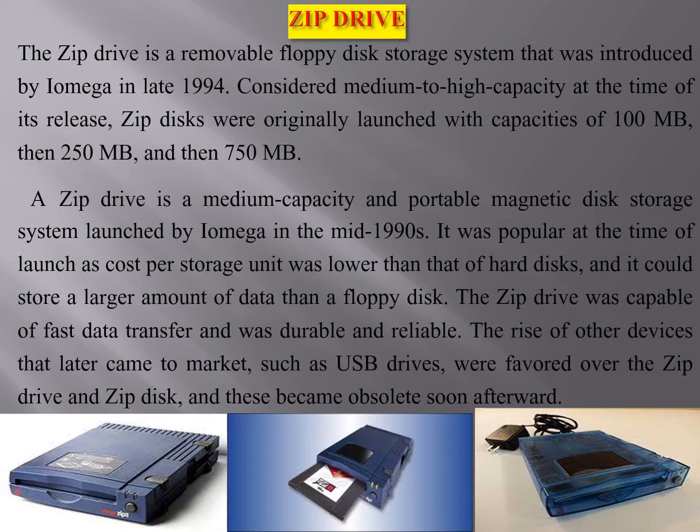The zip drive is a removable floppy disk storage system that was introduced by Iomega in late 1994. It was considered medium to high capacity at the time of its release. Zip disks were originally launched with capacities of 100 MB, then 250 MB, and then 750 MB. A zip drive is a medium capacity and portable magnetic disk storage system launched by Iomega in the mid 1990s.